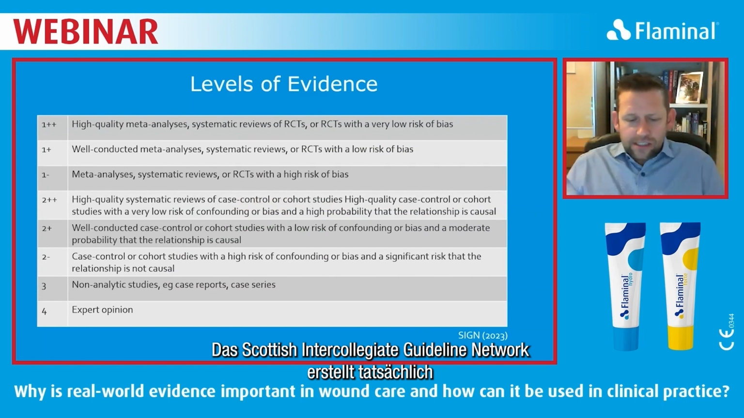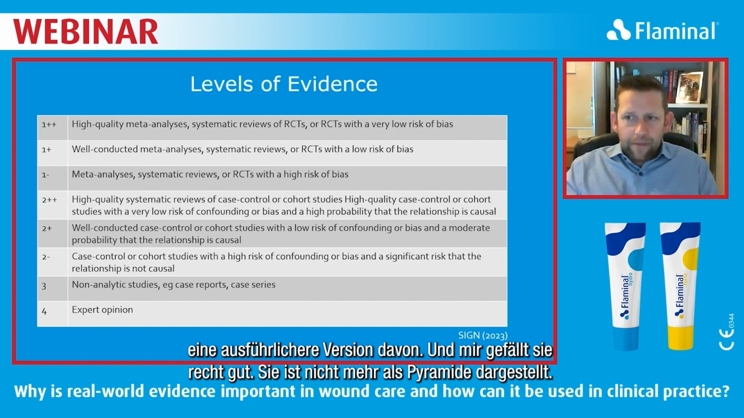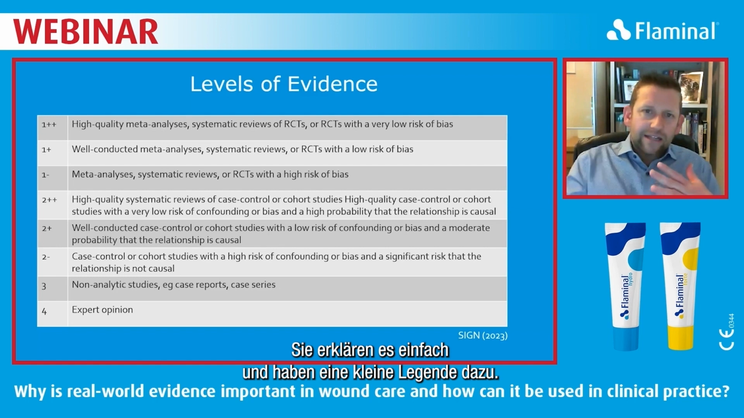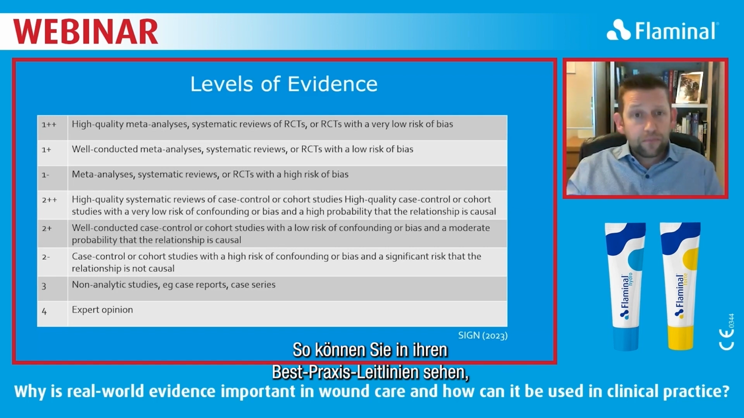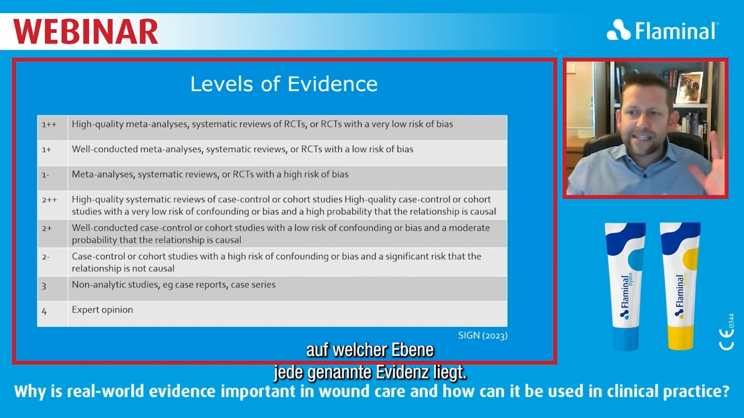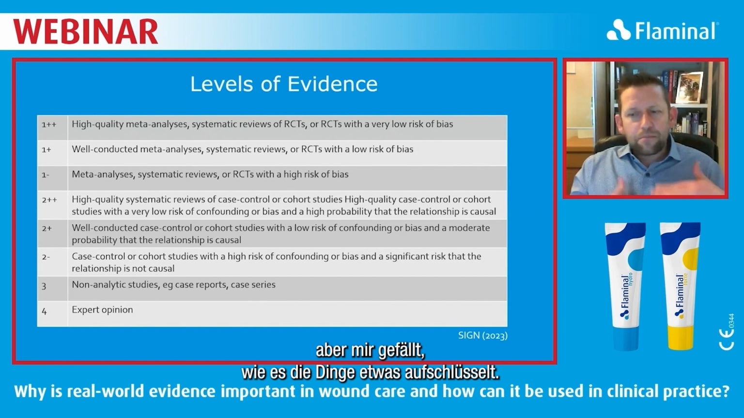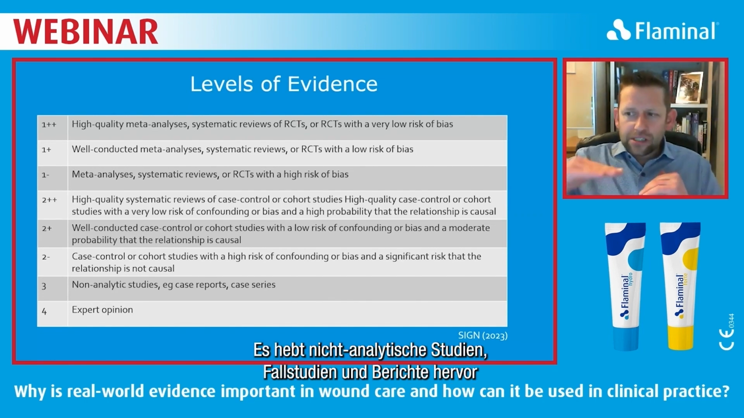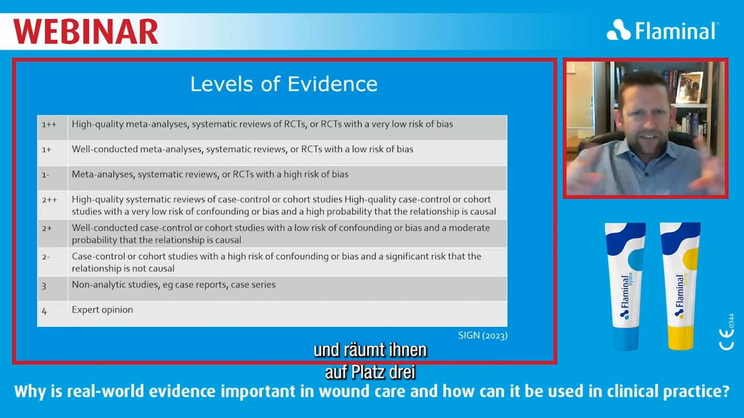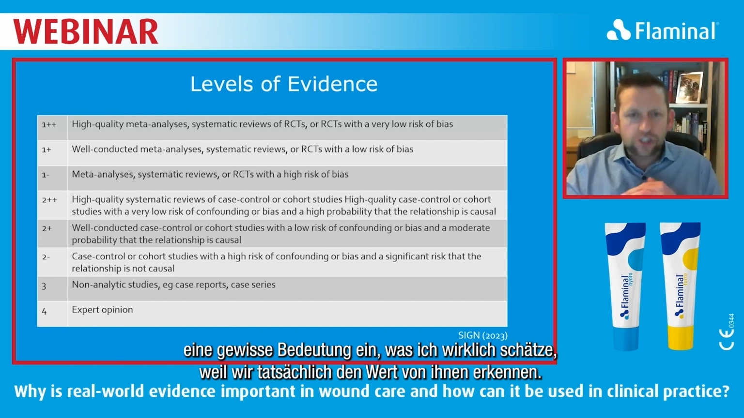The Scottish Intercollegiate Guideline Network actually produce a more detailed version of this, and I quite like it. It's not sat in a pyramid anymore. They just explain it, and they have a little key so that you can see within their best practice guidelines what level each bit of evidence is that they cite. I like the way that it breaks it up a little bit more. It pushes up these non-analytical studies, case studies, reports, and gives them some credit up there at number 3, which I really like, because actually we're really seeing the value of them.